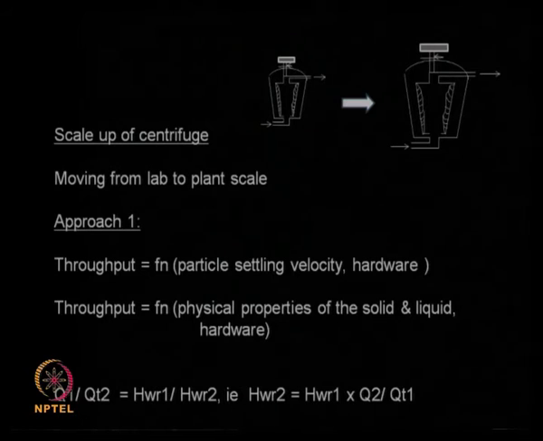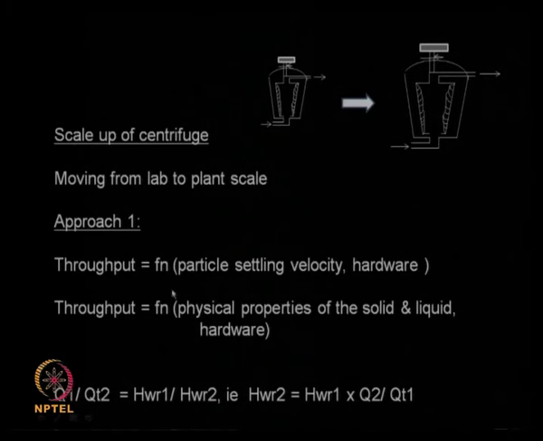Hardware means the RPM, the height of the centrifuge, the diameter of the centrifuge, and if you had a disc centrifuge, the number of discs. Those are the hardware details. Particle settling velocity involves the physical properties of the solid and the liquid, like the diameter of the solid, viscosity of the fluid, density of the fluid, density of the solid and so on.